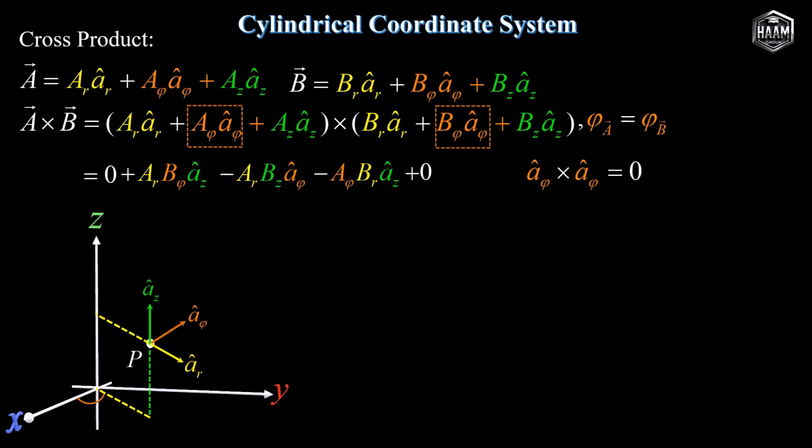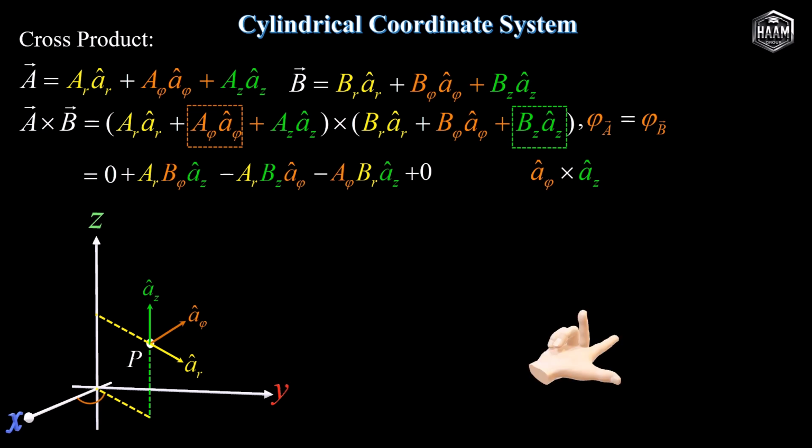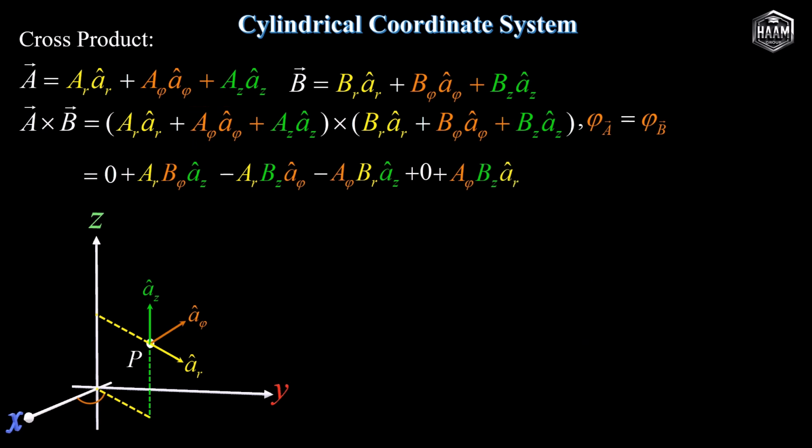The sixth term involves unit vector A hat sub phi cross unit vector A hat sub z. Aligning the right hand such that the index finger points along phi and the middle finger along z positions the thumb in the direction of positive unit vector A hat sub r. This yields A sub phi B sub z unit vector A hat sub r.